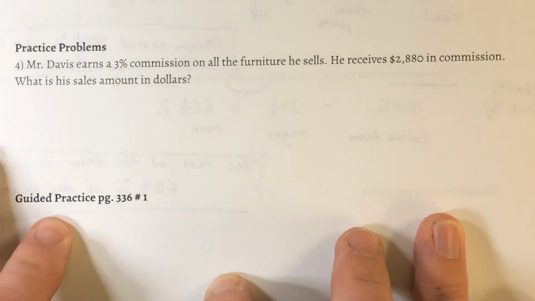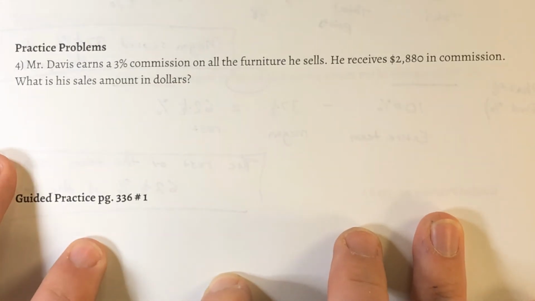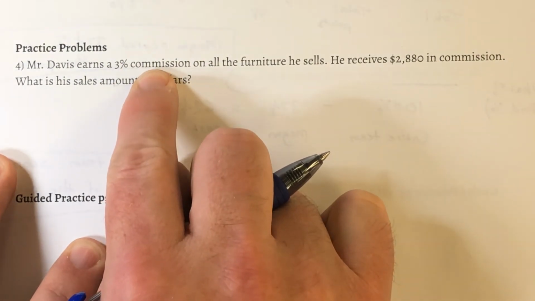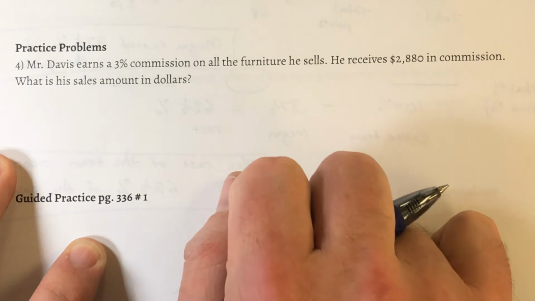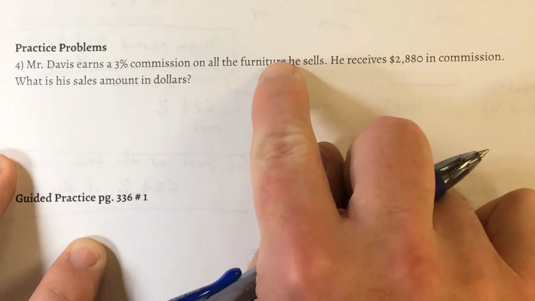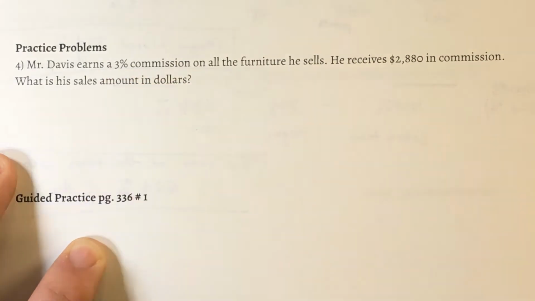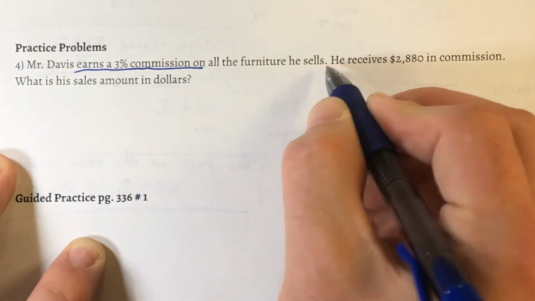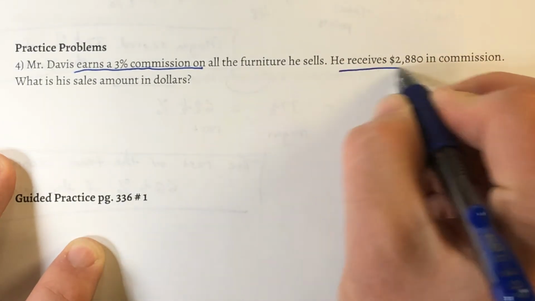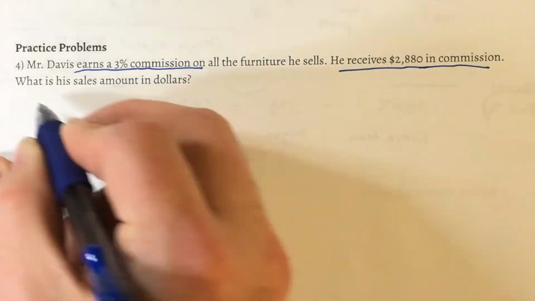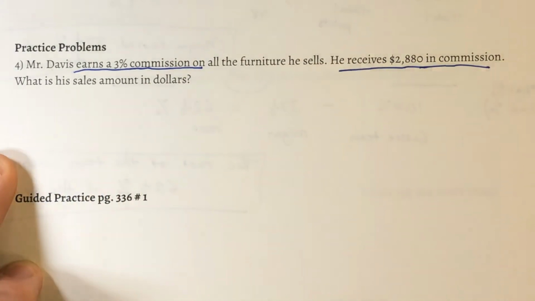Mr. Davis earns 3% commission on all furniture he sells. So remember, commission is a percentage of the stuff he sells, or a salesperson's sales. So anyways, he needs to sell a lot of furniture if he wants some money. So he earns 3% commission on all the stuff he sells. He receives $2,880 in commission. What is the sales amount in dollars?